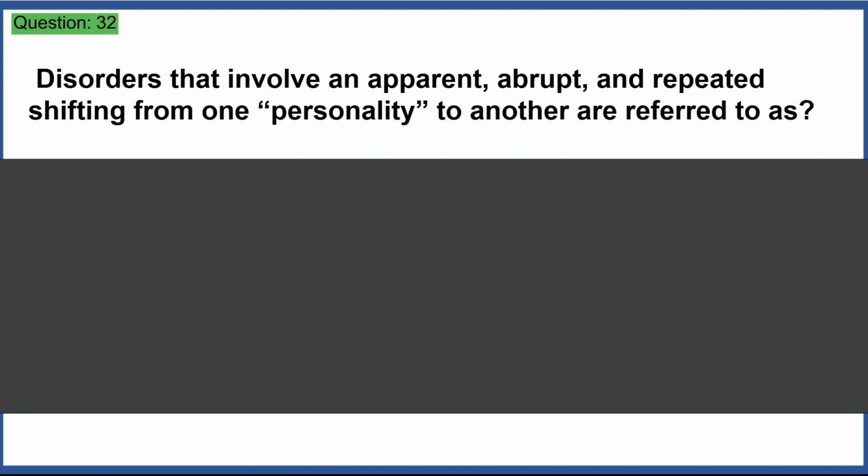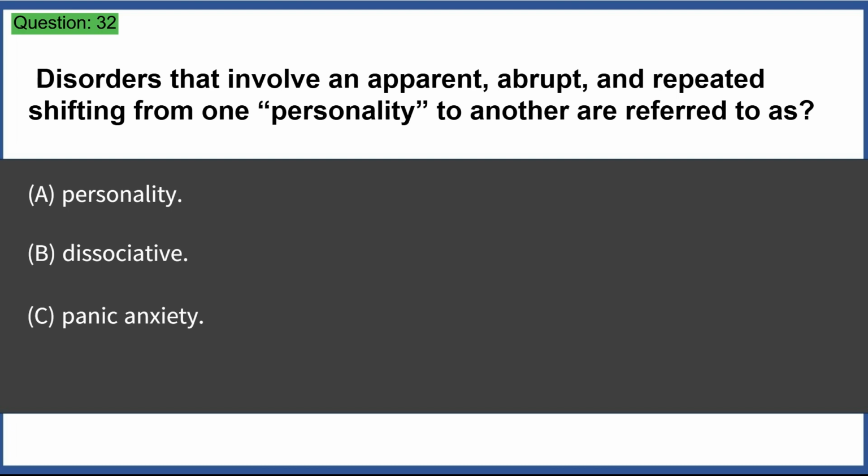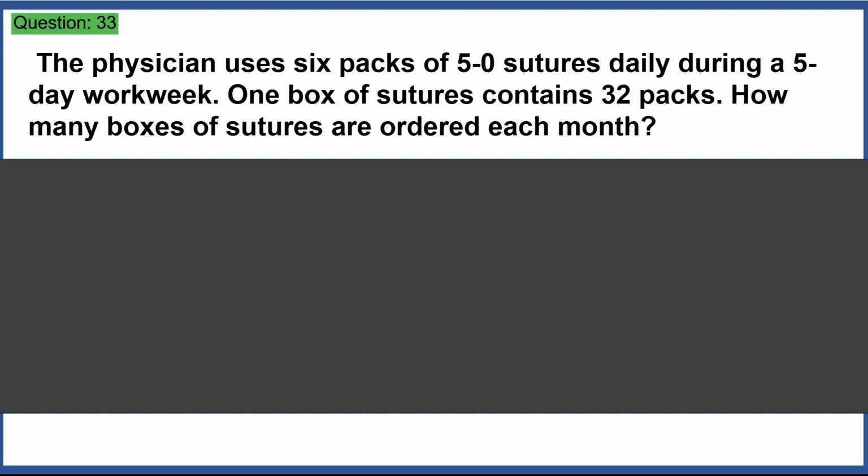Disorders that involve an apparent, abrupt, and repeated shifting from one personality to another are referred to as A. Personality. B. Dissociative. C. Panic anxiety. D. Obsessive, compulsive. Answer A. Personality. The physician uses 6 packs of 5-0 sutures daily during a 5-day workweek. One box of sutures contains 32 packs. How many boxes of sutures are ordered each month? A. 2. B. 3. C. 4. D. 5. Answer C.